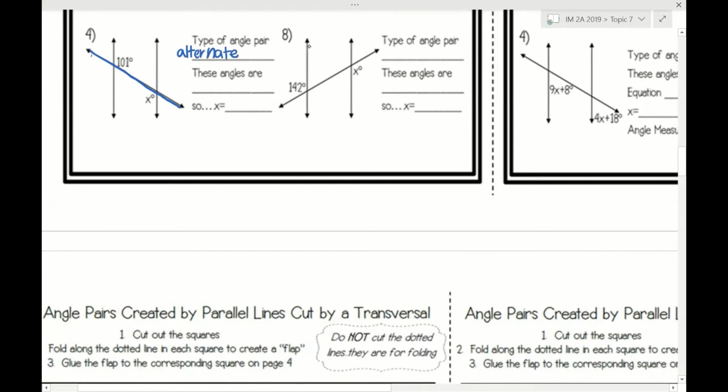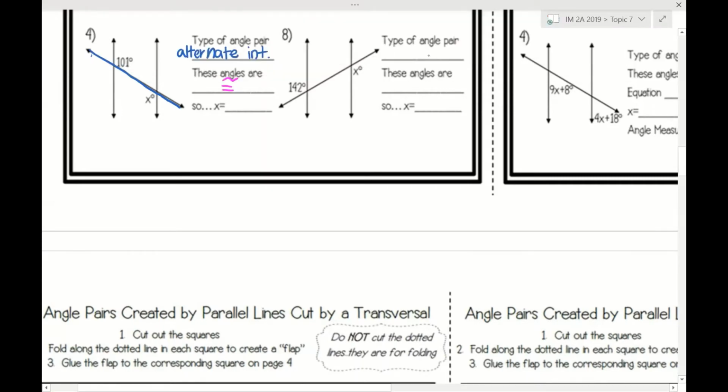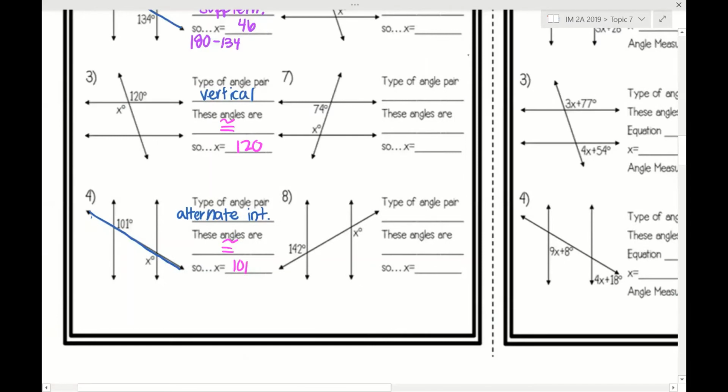So again, I'm going to abbreviate interior as INT. Alternate interior angles or alternate exterior angles are all congruent angles. So these two angles are congruent, which means that if this angle is 101, x is also 101. So we're halfway done with that page.